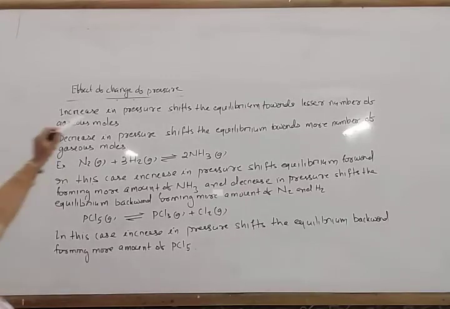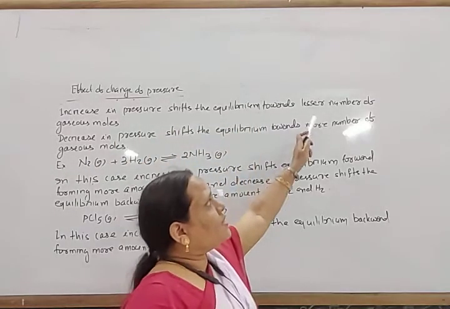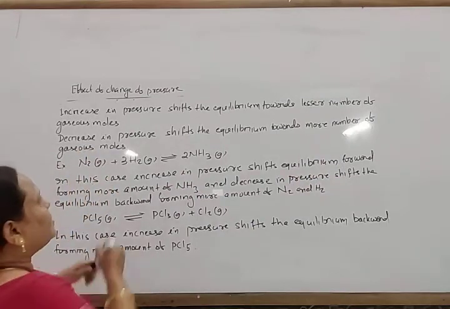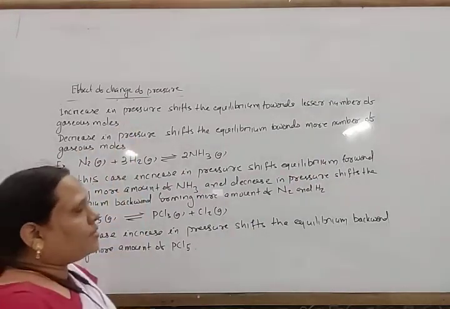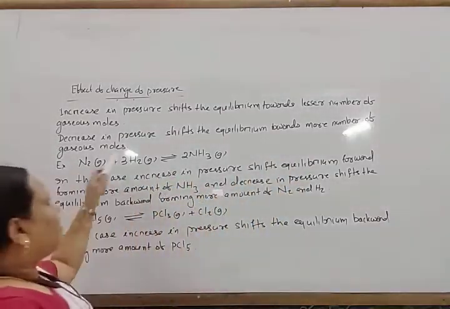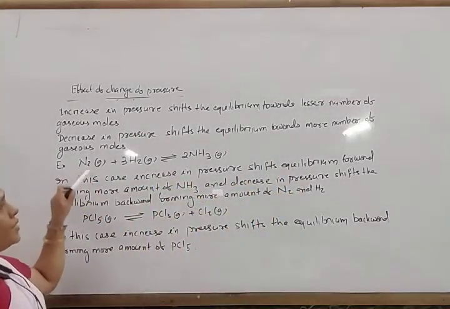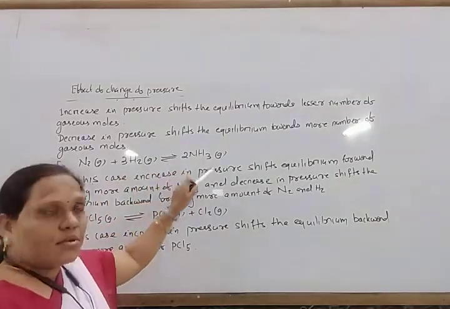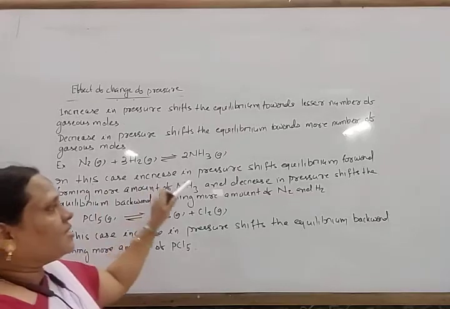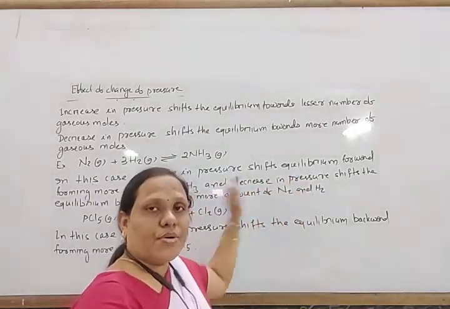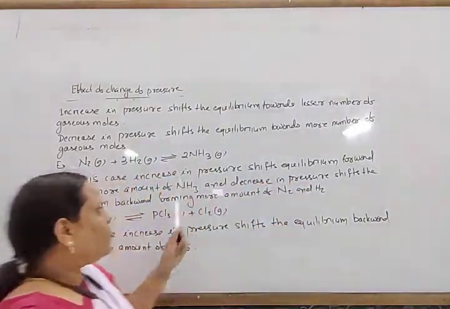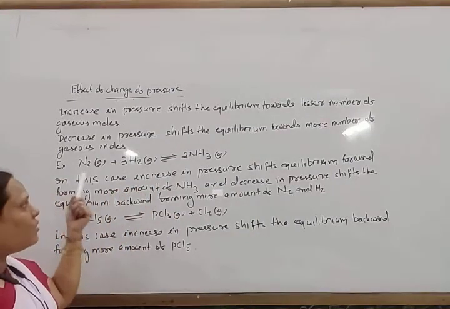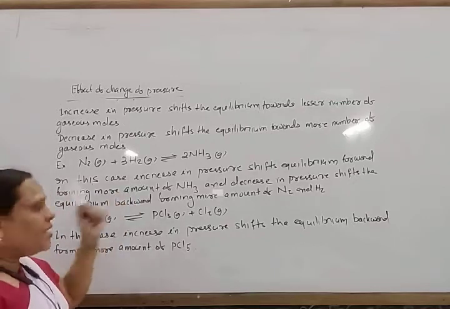So increase in pressure shifts the equilibrium towards lesser number of gaseous moles, and decrease in pressure shifts the equilibrium towards more number of gaseous moles. Look here, N2 gas + 3H2 gas ⇌ 2NH3 gas. On this side, less number of moles. So in this case, increase in pressure shifts the equilibrium forward, forming more ammonia, and decrease in pressure shifts the equilibrium backward, forming more N2 and H2.